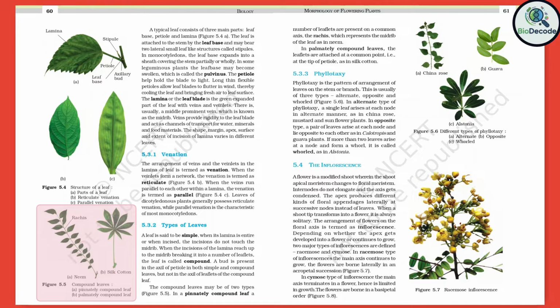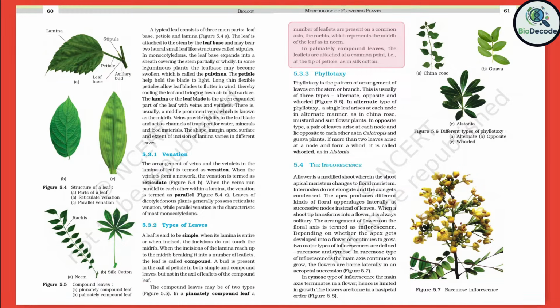The figure emphasizes the difference between simple and compound leaves, and how such adaptations can increase photosynthetic efficiency or reduce damage from wind. The compound leaves may be of two types. Figure 5.5. In a pinnately compound leaf, a number of leaflets are present on a common axis, the rachis, which represents the midrib of the leaf as in neem. In palmately compound leaves, the leaflets are attached at a common point, that is, at the tip of petiole, as in silk cotton. Phyllotaxy. Phyllotaxy is the pattern of arrangement of leaves on the stem or branch.